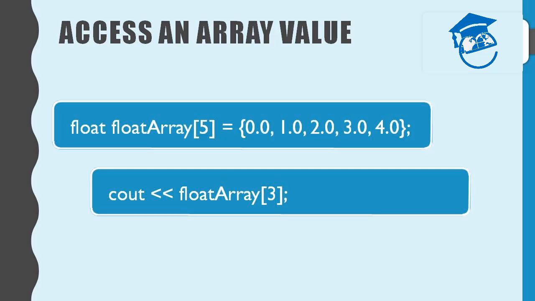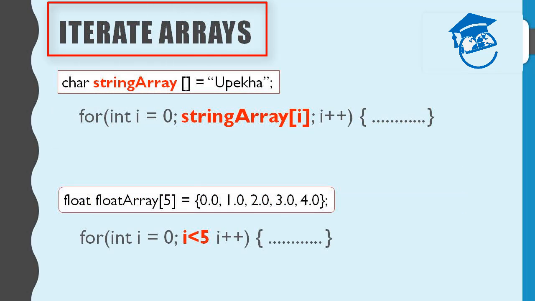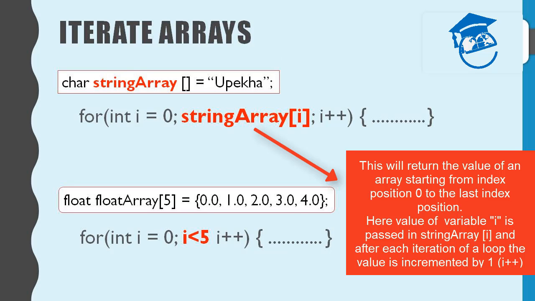If you want each value in the array one by one, then you can loop through the array. So here I am going to use a for loop to do that. If you got an array with a terminating value 0, then you can use the for loop in this way. So in the middle parameter, you can use string array and the variable I inside the square brackets. In this way, you can loop through all the characters in the array and end at the 0 terminating value.